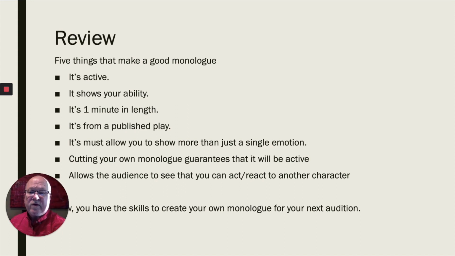So let's review. 5 things that make a good monologue. It's active. It shows your ability. It's a minute long. Now, I did not time those, so I don't know if they're a minute. If they're over a minute, then you would simply edit them. And of course, that will depend on how you play the scene as well. It has to be from a published play. It allows you to show range of emotion. And it allows for moments where the audience can tell that you are reacting. So, now you have the skills to create your own monologue for your next audition.